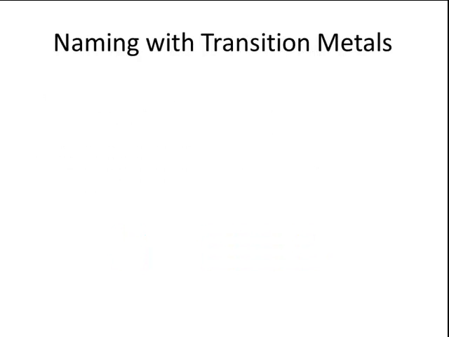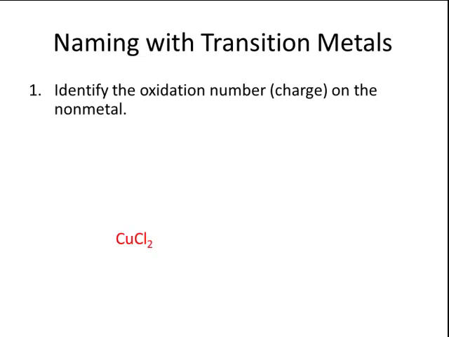Remember from 2 chapters ago that transition metals can lose a varying number of electrons to form ions with different oxidation numbers. So when you name transition metals, you have to include the oxidation number in the compound name. So the first thing that we're going to do is identify the oxidation number, which is sort of like a charge, on the nonmetal first.